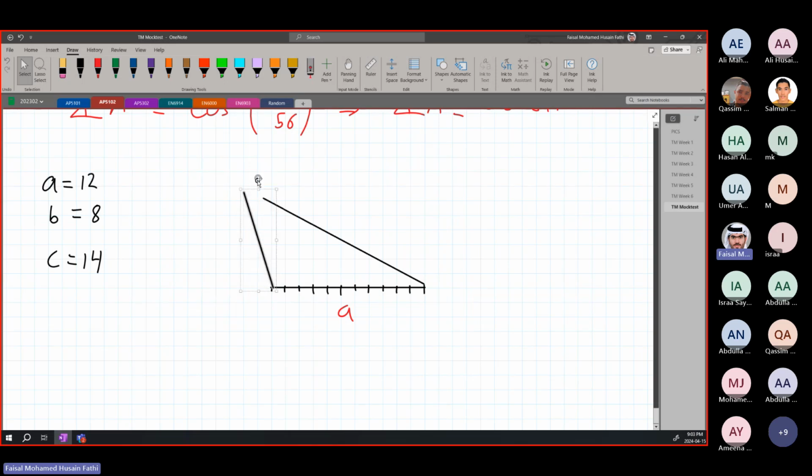Something like this. Very close to this. All right? And we almost got it perfectly right. Again, this is our C, this is our A, and this is our B.